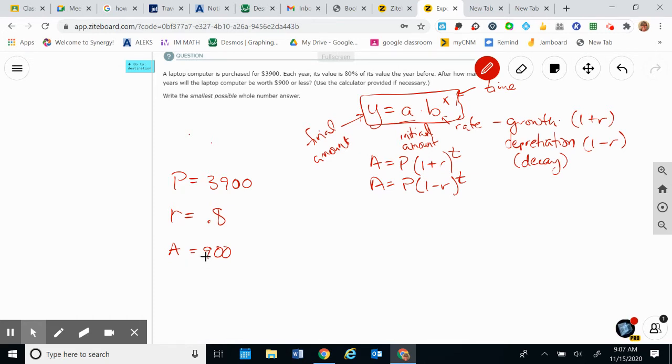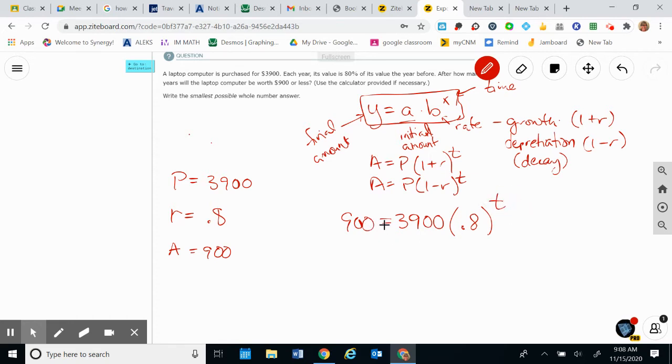Okay. All right. So let's go ahead and plug this in. Okay, so you write the formula first. And then we're going to go A is equal to P times... you know what? I don't want to put the 1 minus R to the T. I think we're just going to plug it in. We'll just use that one, y is equal to a to the b, whatever. So we'll do A, which is 900, equals P, which is the principal beginning amount, 3,900, times 0.8 to the T. And the T is the question mark.